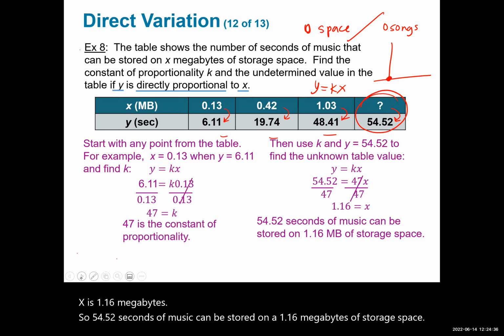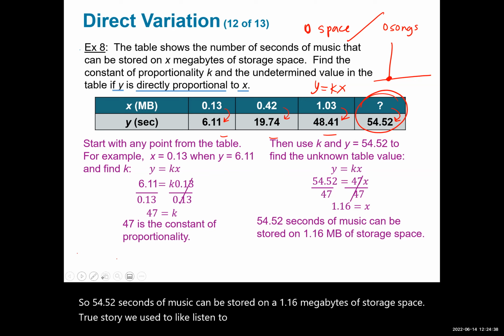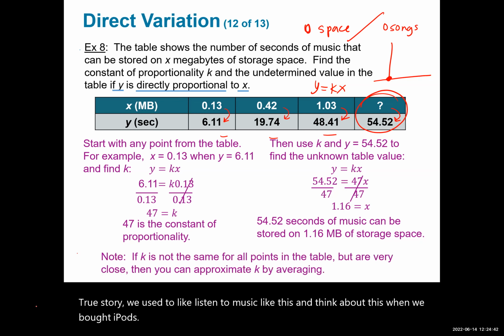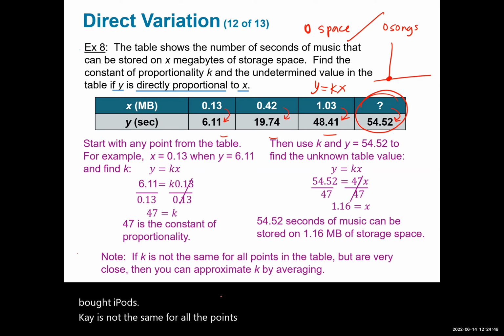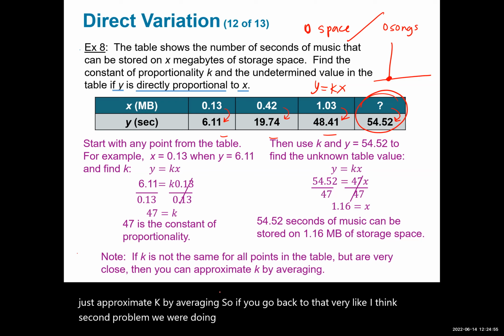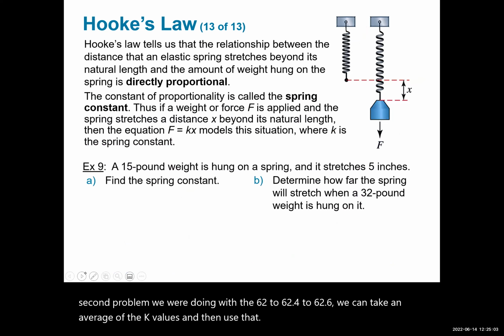True story, we used to listen to music like this and think about this when we bought iPods. If k is not the same for all the points in the table, but are very close, then you can just approximate k by averaging. So if you go back to that second problem we were doing with the 62, the 62.4, the 62.6, we can take an average of the k values and then use that to find our value.